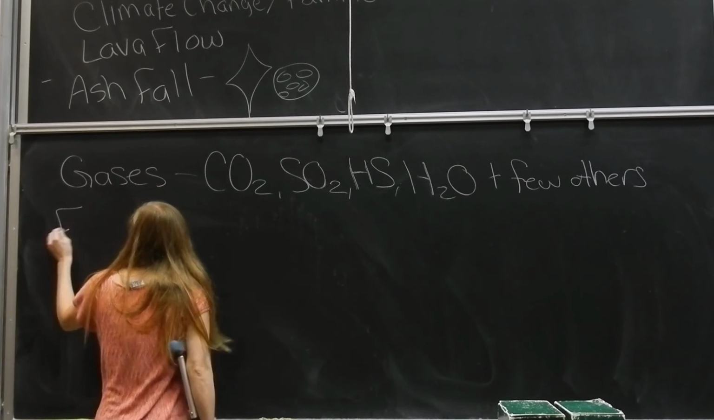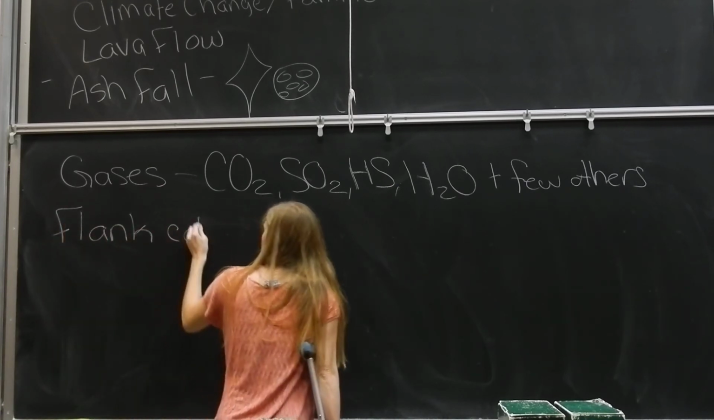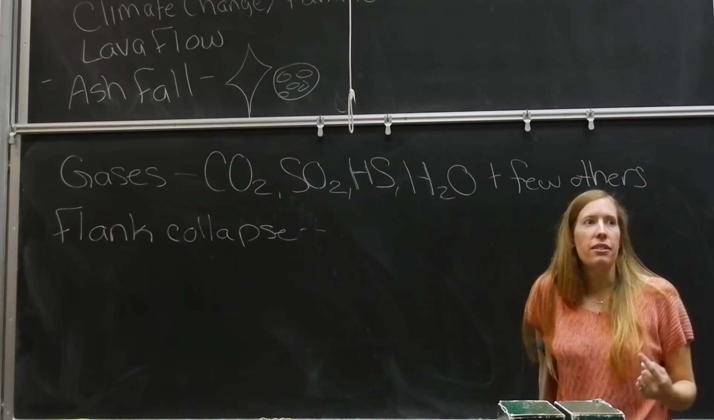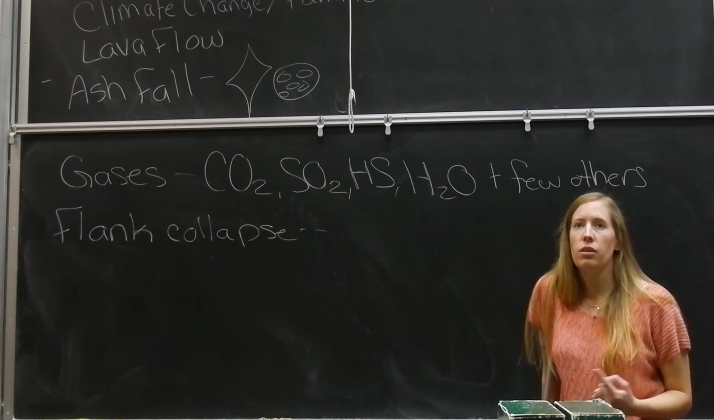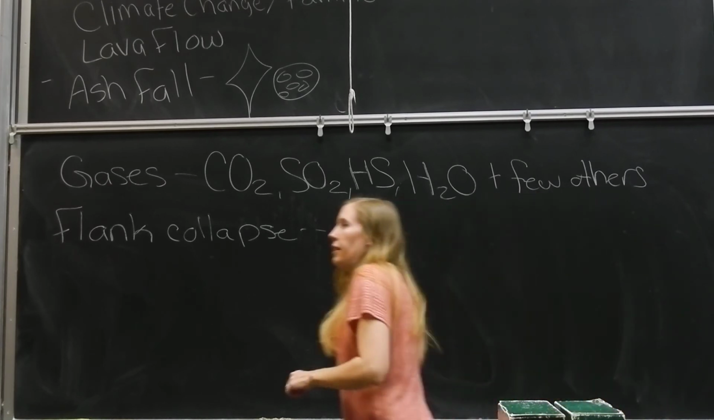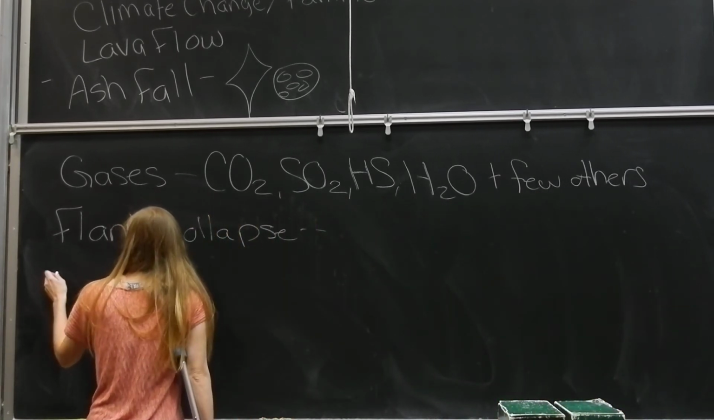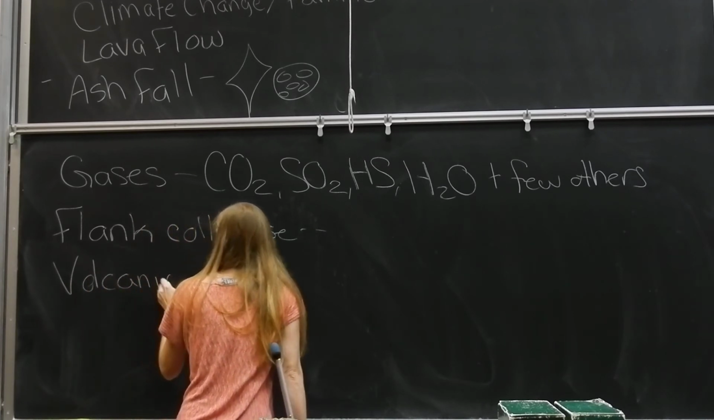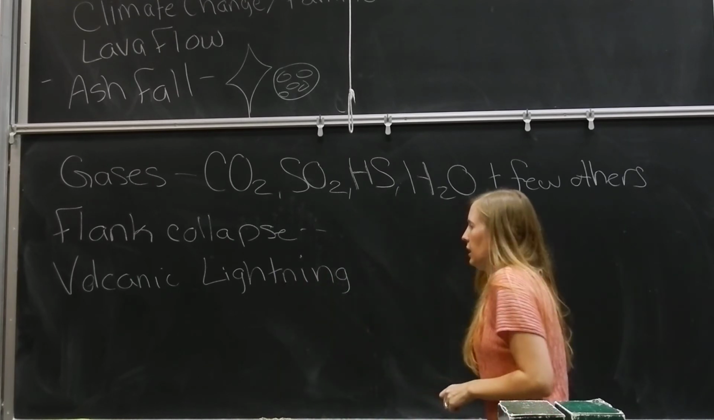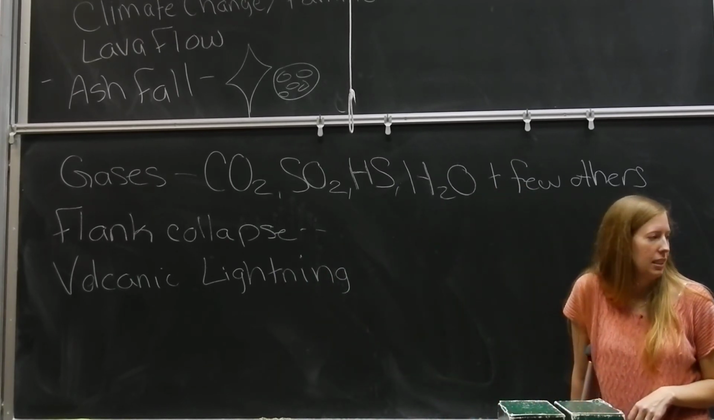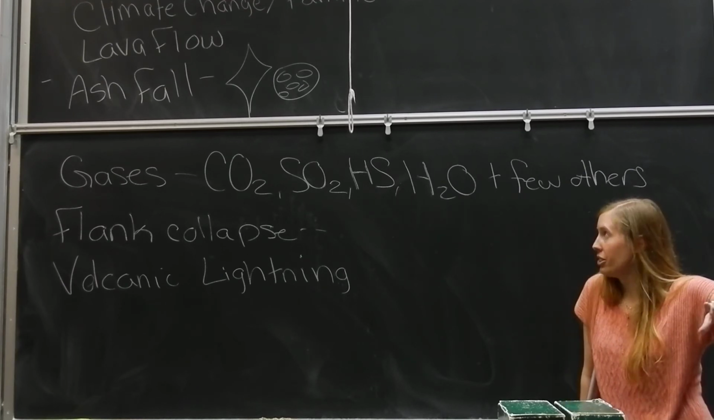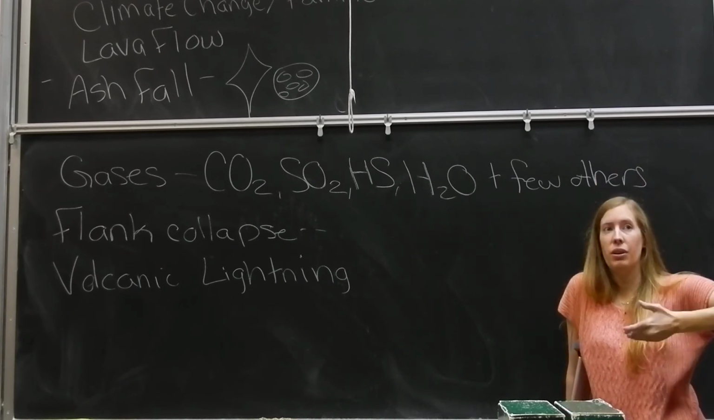All right, then you can have flank collapse. We saw this with Mount St. Helens. Massive landslide decompresses your system, can cause an eruption, can cause a landslide, several things like that. Then we have our volcanic lightning as a hazard. Now what I want you to keep in mind is Dante's Peak, which we're going to be watching on Monday, or you've already watched, has every single one of these.